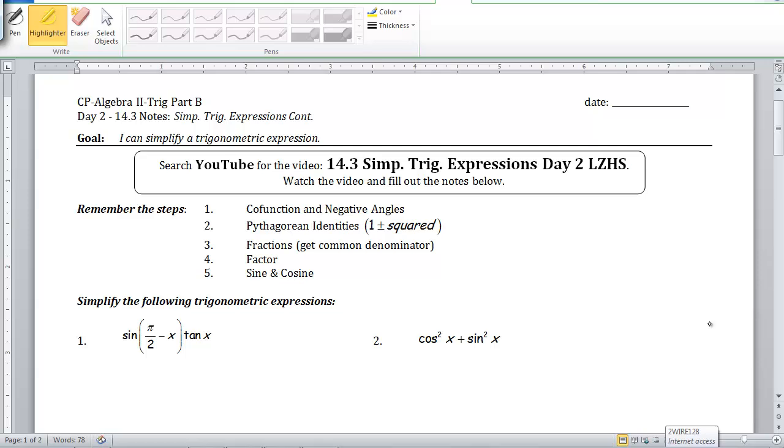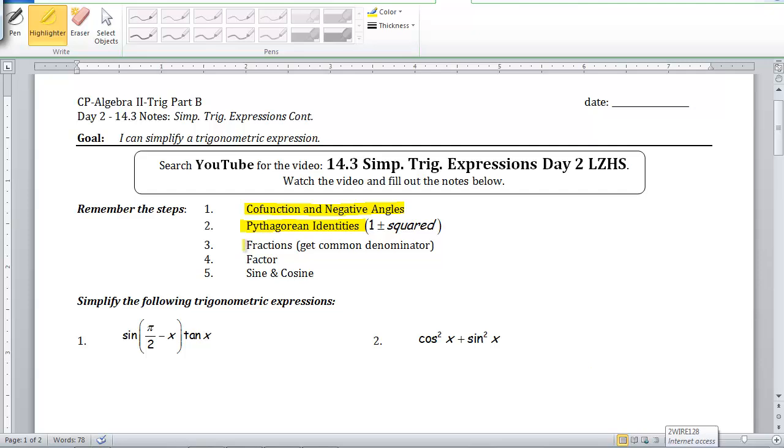In this video, you will continue learning how to simplify a trigonometric expression. First thing I'd like you to recall are the steps that are usually used in order to simplify an expression. Start with any co-function or negative angles. Once you have done all of those, you should be looking for some Pythagorean identities. Usually these will be two terms you're trying to make one.